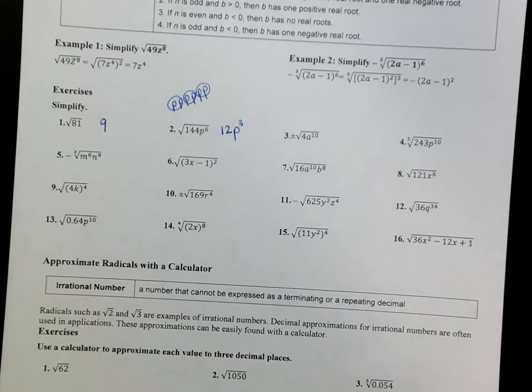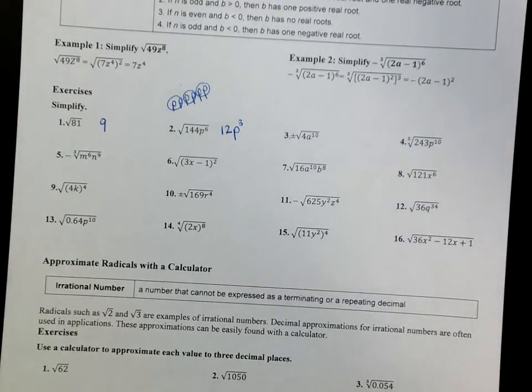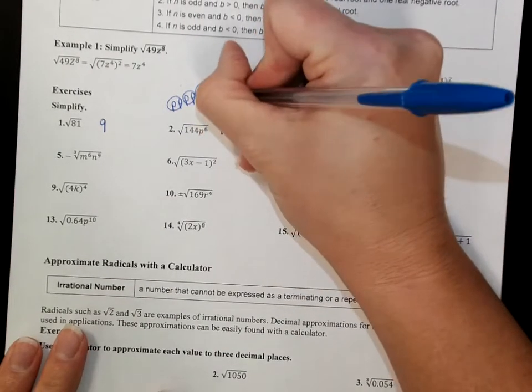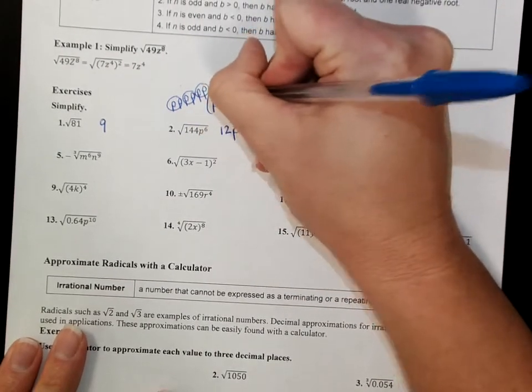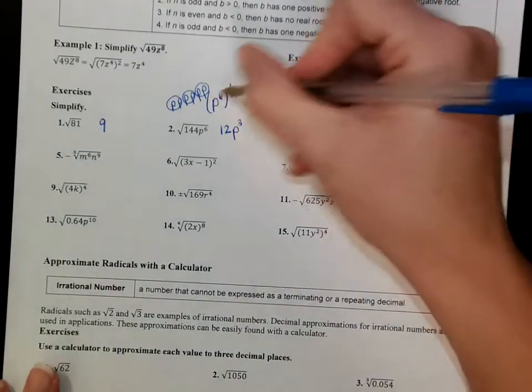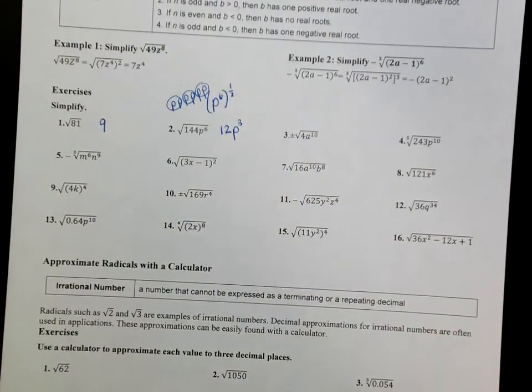The other way to do this is since you're taking the square root, again, we've already talked about this, you should remember that the square root is the same thing as the 1/2 power. So if I do p to the sixth to the 1/2 power, again you would multiply those exponents. 6 times 1/2 is just 3. So a couple different ways to look at it.